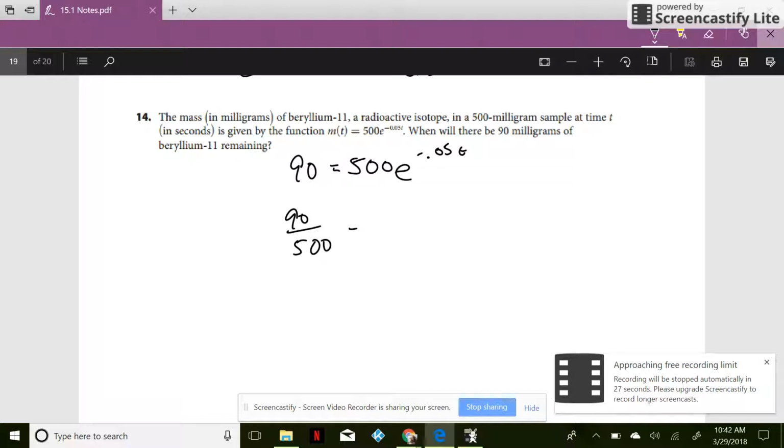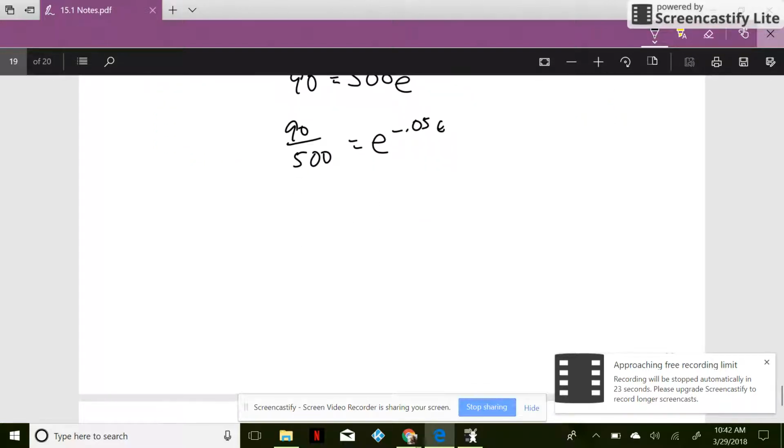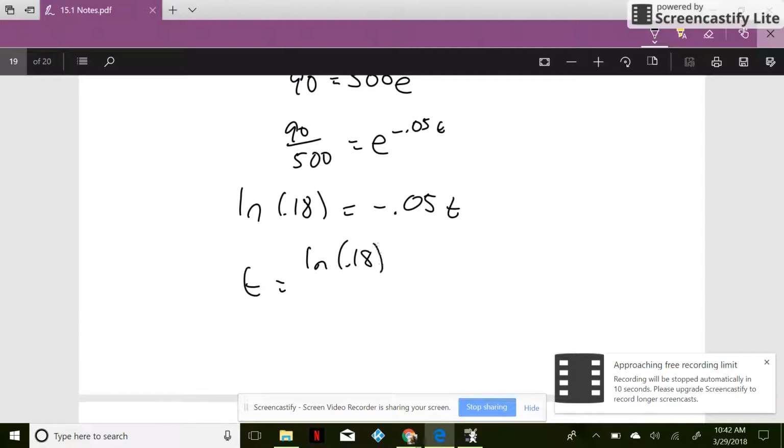We want to get that e by itself, because once that e is by itself, to undo that, we can take the natural log. So natural log of both sides, that ends up being 0.18, and then you'll just be left with the exponent. Solving for t, we get natural log of 0.18 divided by negative 0.05, and it's about 34.3 seconds.